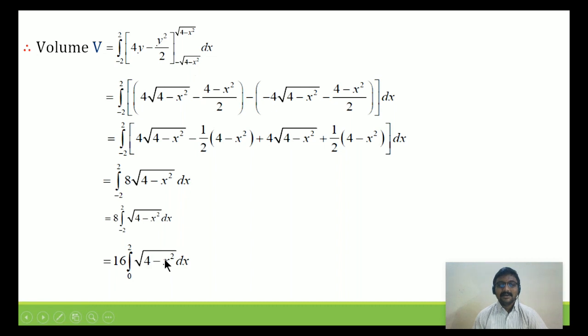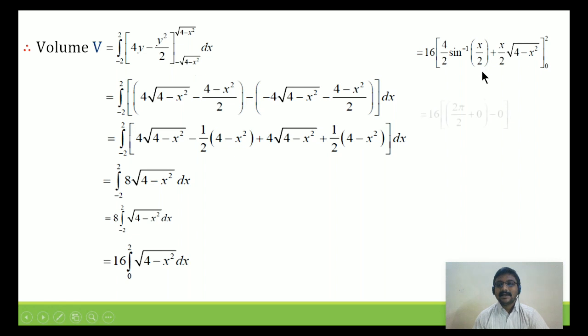But it looks like the integral of root of a square minus x square dx, so using the formula. What is the formula for root of a square minus x square dx? It is x by 2 root of a square minus x square plus a square by 2 sine inverse of x by a. So using the formula, we will have x by 2 root of a square minus x square plus a square by 2. But what is a here? It is 2. 2 square by 2 is 4 by 2, sine inverse of x by a.